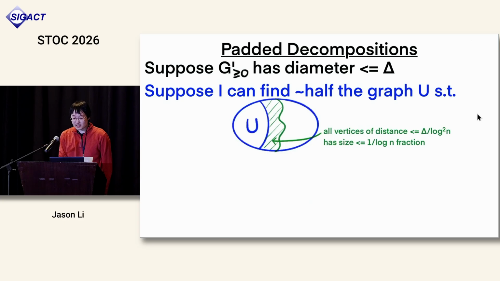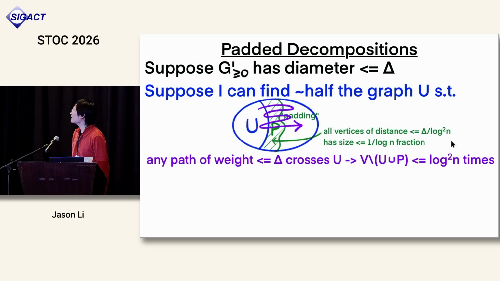In this case, let's suppose we can find half the graph, let's say U is the left half of the graph, such that the set of all vertices within distance about delta over log squared n is small. So we have a set U for which the set of vertices that you can reach within this distance is a small fraction of the graph. We call this the padding. You can pad U by this small padding.